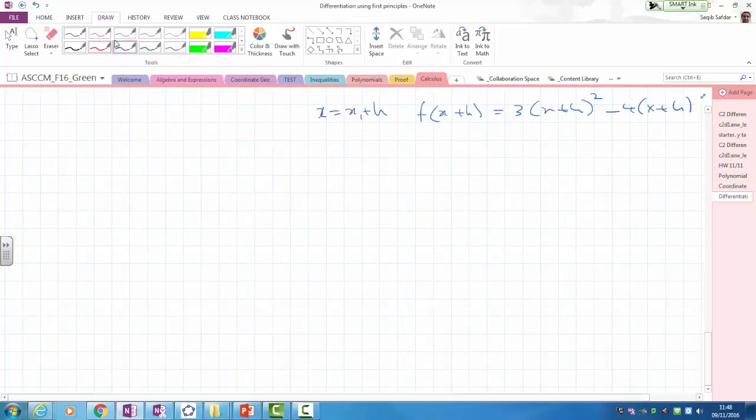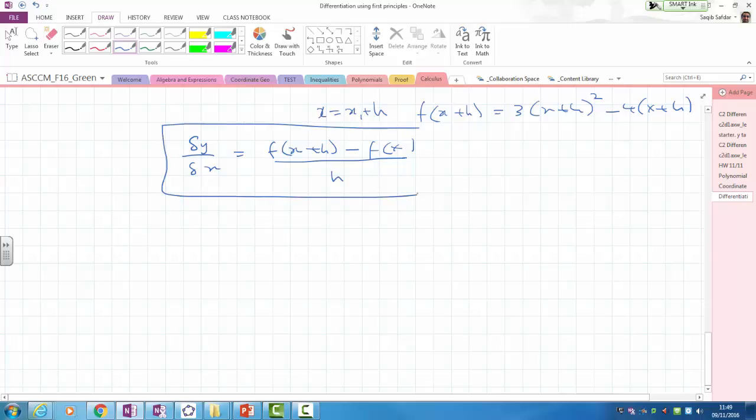Alright, what I'd like you to do is, given, I'll write this down, dy over dx equals, let's use the h notation because you know what it means. And let's do that. So there's our rule for differentiating from first principles. Can you differentiate the following using first principles?